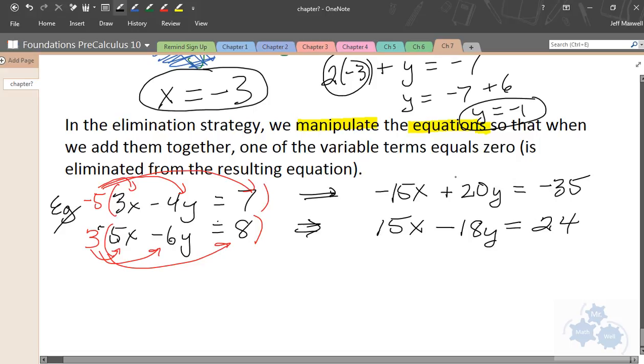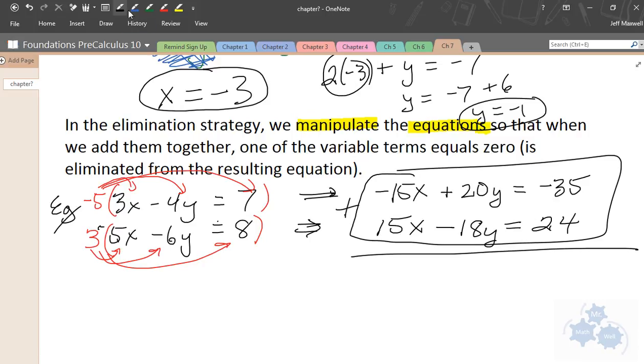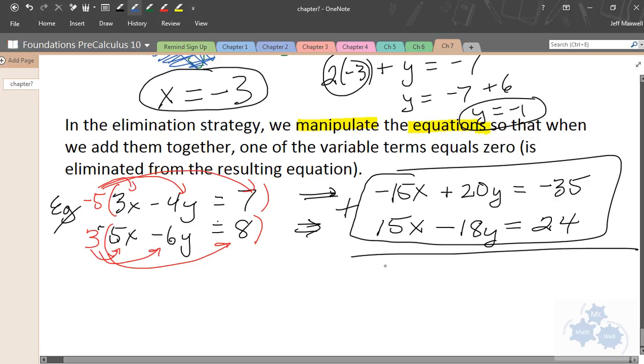All right, does everybody understand what we're doing so far? Okay. Now, the reason why we got this is because now when we add these equations together, add them up, the x term is going to be eliminated. All right, so let's do that. This is 0x, so I'm not even going to write it anymore. That's going to be gone. They're going to add up to 0. What about 20 plus negative 18, or same as 20 minus 18? That's going to be 2y. Good. And what about negative 35 plus 24?